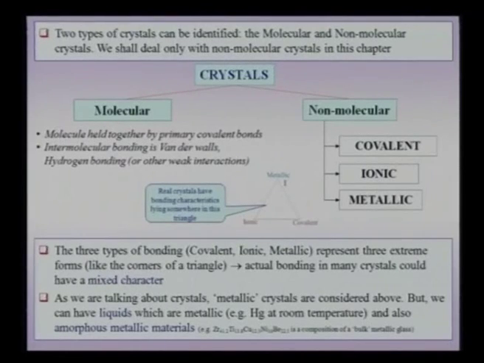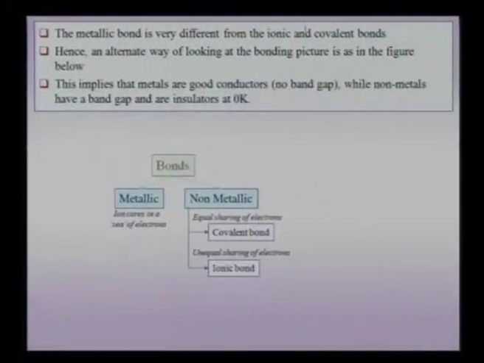An important thing to remember is that we could have liquids and amorphous materials also, which have certain bonding characteristics which look, in terminology, similar to the non-molecular crystals. So, we should not confuse, for instance, a metallic crystal with a metallic liquid or a metallic amorphous alloy. The metallic bond is very different from the ionic and covalent bonds.